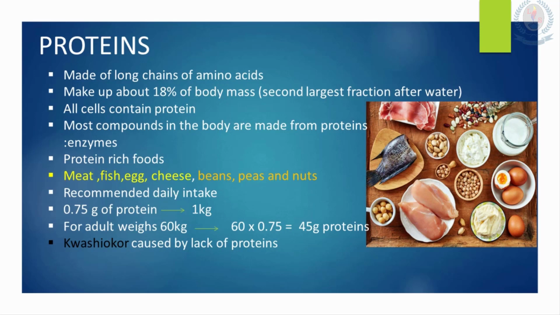And here you can see some of the protein rich foods: meat, fish, egg, cheese, beans and nuts. So they are protein rich foods, and the recommended daily intake is 0.75 gram of protein per 1 kilogram. That means adults whose weight is around 60 kilograms need 45 grams of protein per day. So the ratio means 0.75 gram of protein per 1 kilogram, multiplied by the person's total body weight.